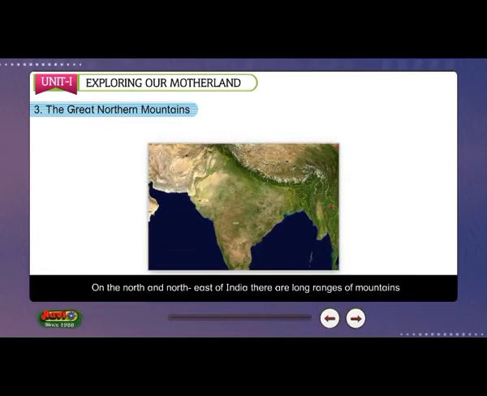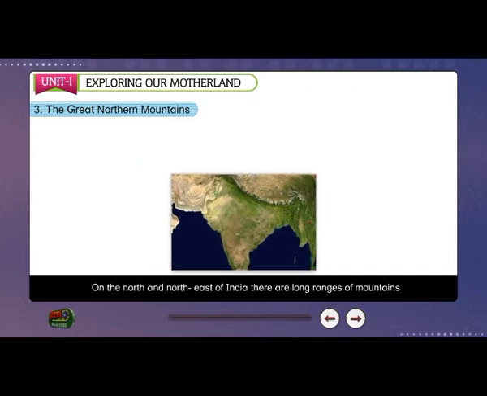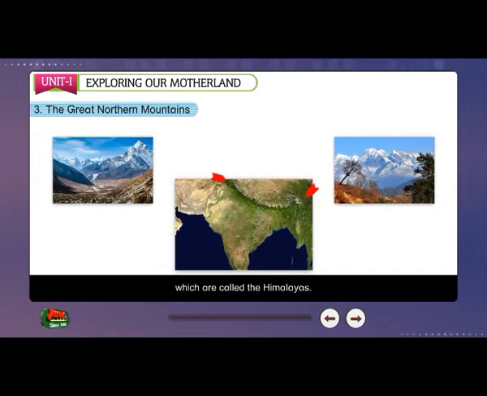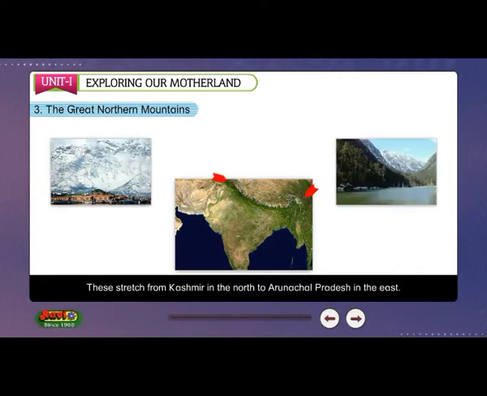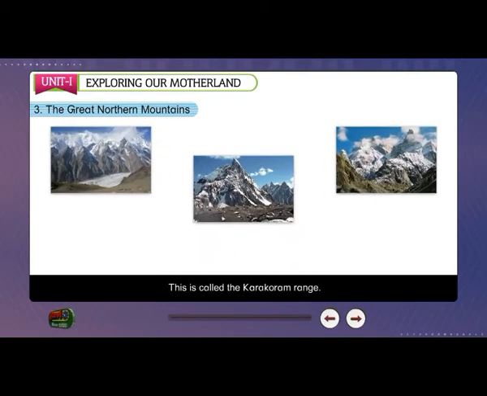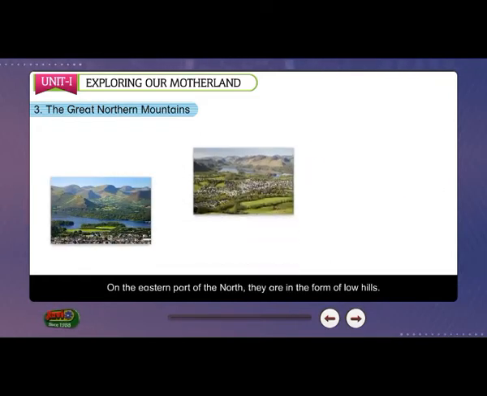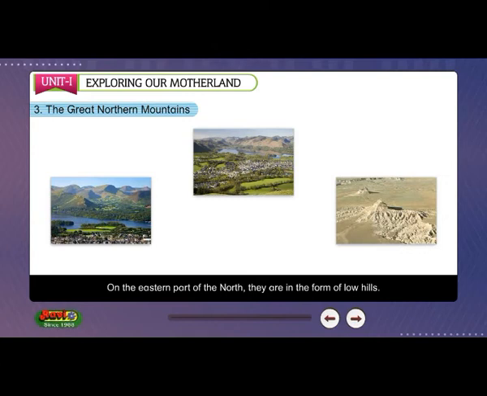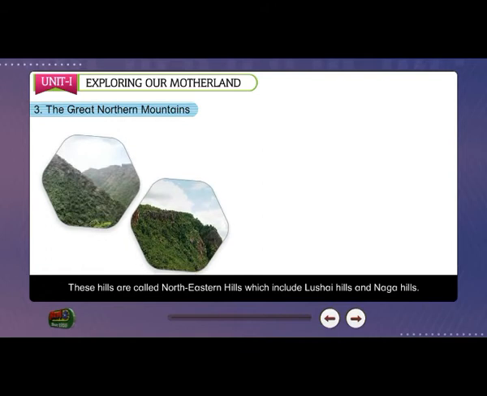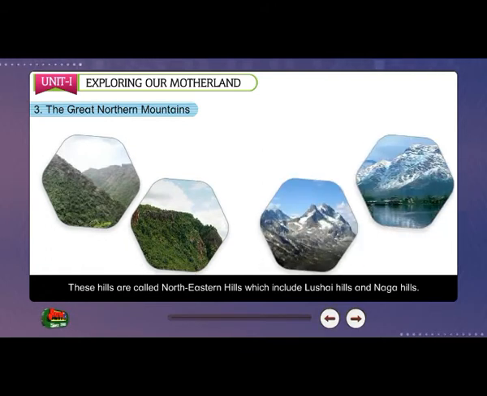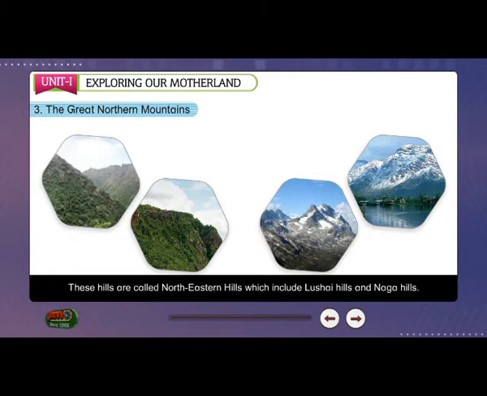On the north and northeast of India, there are long ranges of mountains which are called the Himalayas. These stretch from Kashmir in the north to Arunachal Pradesh in the east. This is called the Karakoram range. On the eastern part of the north, they are in the form of low hills. These hills are called Northeastern Hills, which include Lushai Hills and Naga Hills.